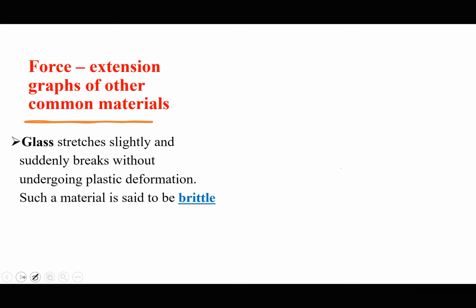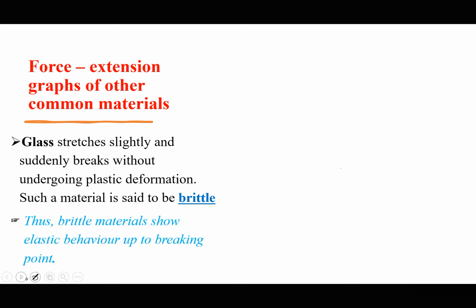So let's consider glass. We are going to talk about glass and rubber as common materials. Glass stretches slightly and suddenly breaks. That one we are much aware of. Glass and ceramics or clay, it stretches suddenly and it breaks without giving warning. So it means it just stretches to its breaking point without undergoing plastic deformation. And such a material which stretches to its breaking point or breaks without giving warning is what we call a brittle material, as opposed to the ductile material that we discussed before. So brittle materials show elastic behavior.